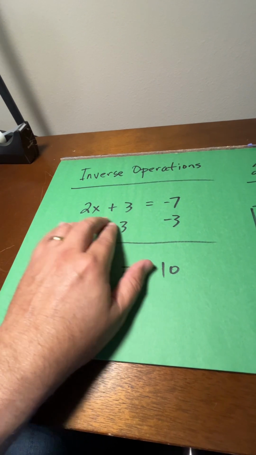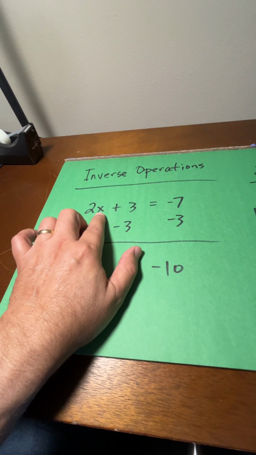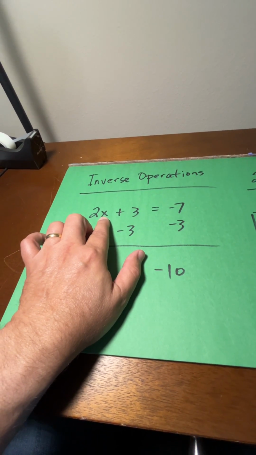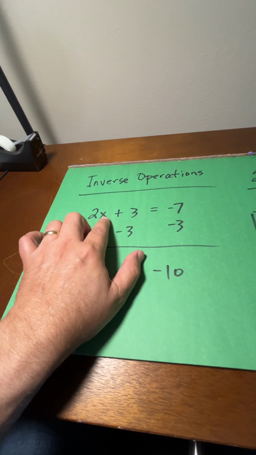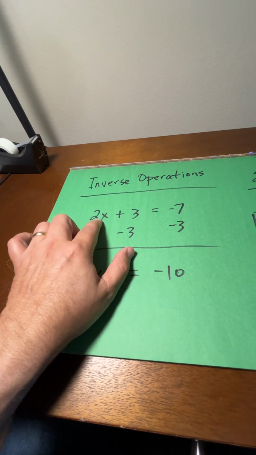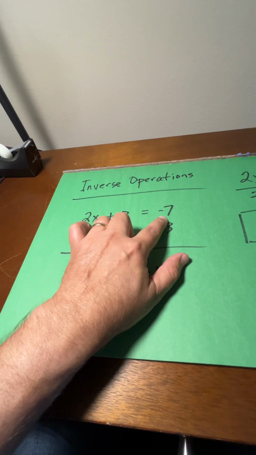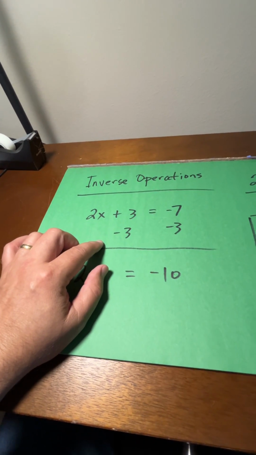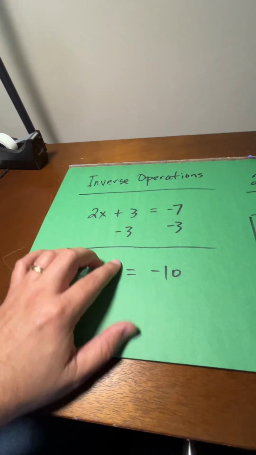What we want to do is focus in on the variable that we're solving for. We're trying to figure out what number would go in here for x so that when you multiply it by 2 and add 3, you get -7. So the best way to do that is inverse operation.